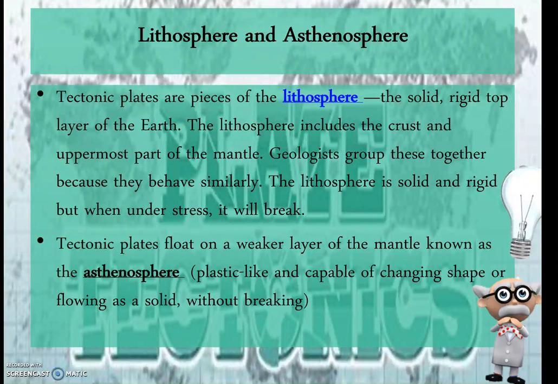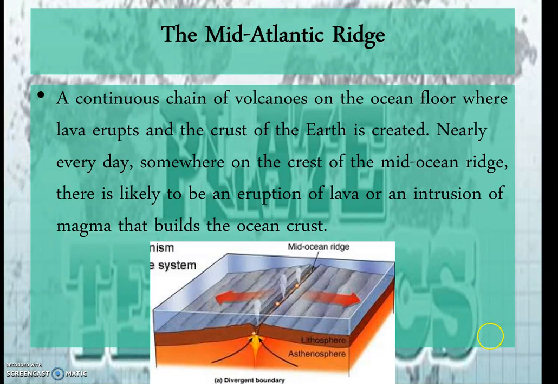These tectonic plates float on a weaker layer of the mantle known as the asthenosphere, which is actually plastic-like, capable of changing shape or flowing as a solid without breaking. So again, we have the lithosphere, the top layer, that's the one that's broken into plates, and right underneath it we have the asthenosphere, which is a plastic-like layer.